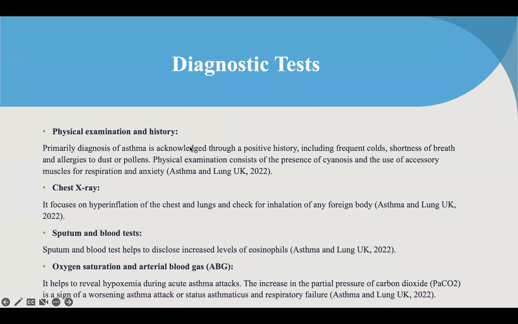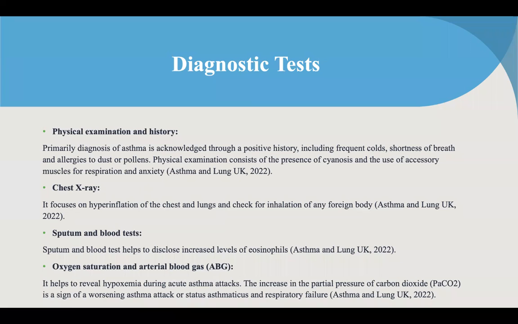Primary diagnosis of asthma is acknowledged through a positive history, including frequent colds, shortness of breath, and allergies to dust or pollens. Physical examination consists of presence of cyanosis, use of accessory muscles for respiration, and anxiety. Chest X-ray focuses on the hyperinflation of the chest and lungs and checks for inhalation of any foreign body particles. Sputum and blood tests are also done to disclose increased levels of eosinophils. CBC is also done for the diagnostic test.